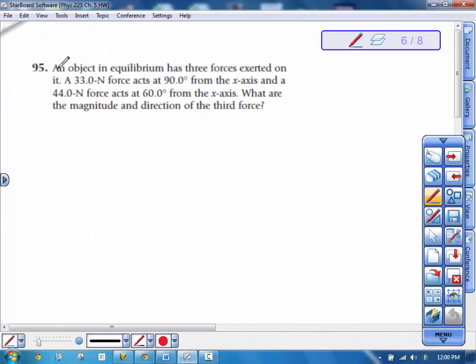All right, 95 says an object in equilibrium has three forces exerted on it. A 33 Newton force acts at a 90-degree angle from the x-axis, so I'm going to imagine some x and y-axis here. Okay, and then we have a 33 Newton force acting at a 90-degree angle, so I'll call that this force right here. And then a 44 Newton force acts at a 60-degree angle from the x-axis, so that would be a bigger force acting at a 60-degree angle. And then what are the magnitude and direction of the third force?